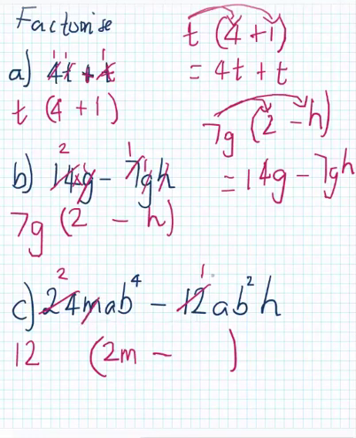Do I have any A's on this side? Yes, I do. I've got 1 A here. So the highest amount of A's I can take out is simply 1. Take away 1 from here, we're left with nothing, or really a 1. And take away 1 from there, we're left with a 1.